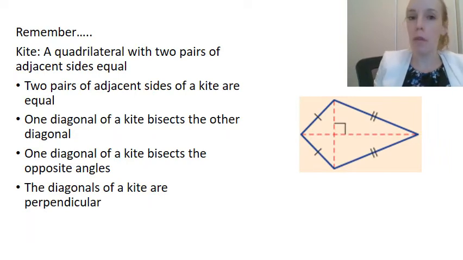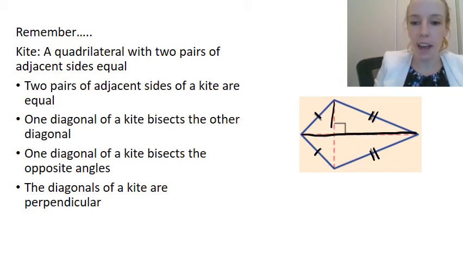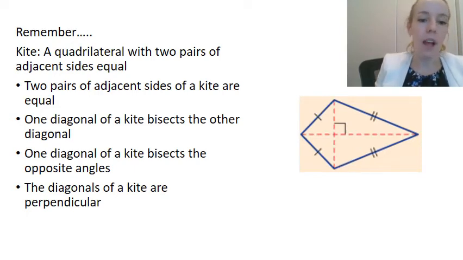So, just a bit of a recap, just for you to remember some basics about some of these special quadrilaterals. A kite, we've got a picture of a kite here, is a quadrilateral that has two pairs of adjacent sides that are equal. Okay, so one diagonal of a kite bisects the other diagonal. Bisects means it cuts it into two equal parts. So this line here is cut into two equal parts by the other line there.